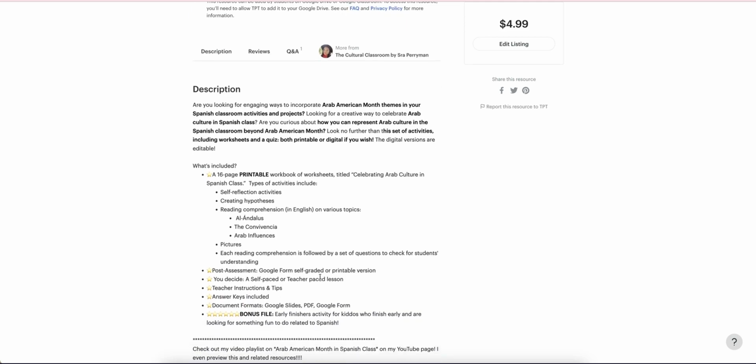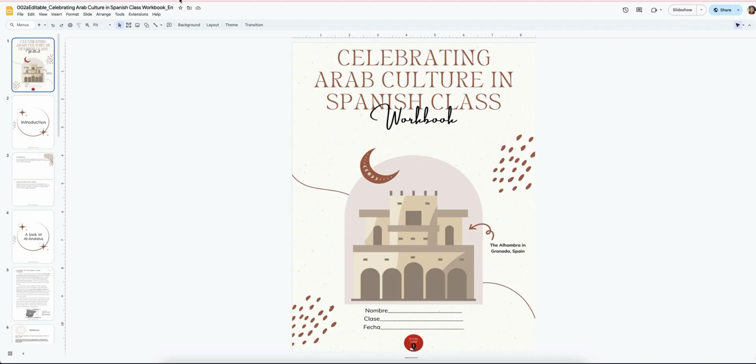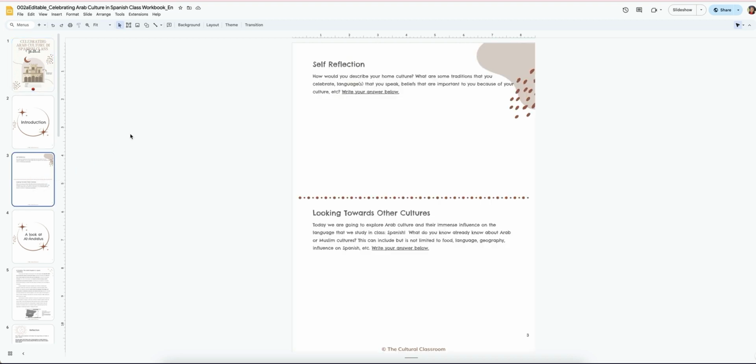It's a 16-page printable workbook. Let me click on it so you guys can see. The workbook is right here. It starts with an introspective look at how students would describe their culture, and then a look at other cultures. What do they know of Arab culture in Spanish culture? Would they pair the two together? Most students probably wouldn't. Some students might.